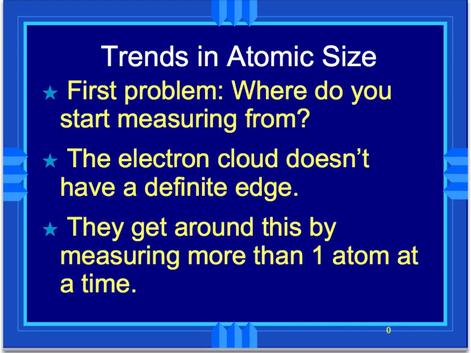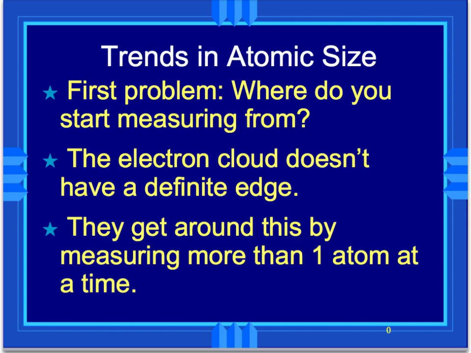So the first trend that we're going to talk about is this trend in atomic size. So measuring atoms is pretty tough because while we can see atoms, we really can't see inside of them. So the problem is, where do we start measuring them from? And scientists have ingeniously figured this out. So at first, this question came about because the electron cloud doesn't have a definite edge. So are we going to measure from one side of the cloud to the other side of the cloud? Well, there's no definite edge there.